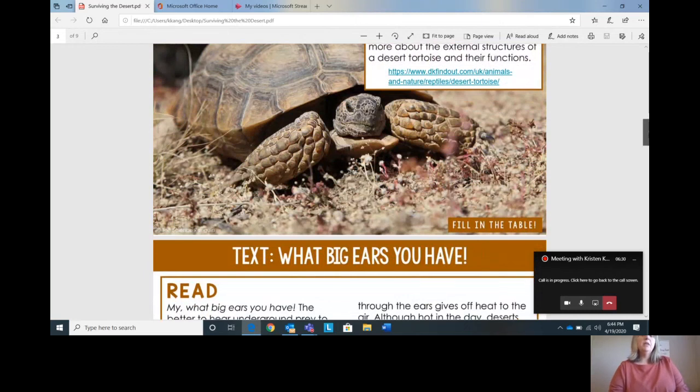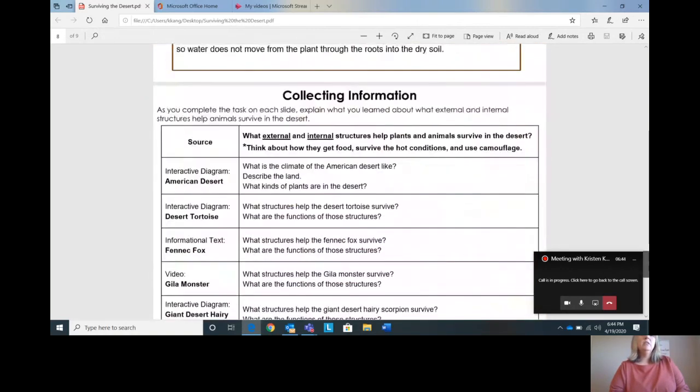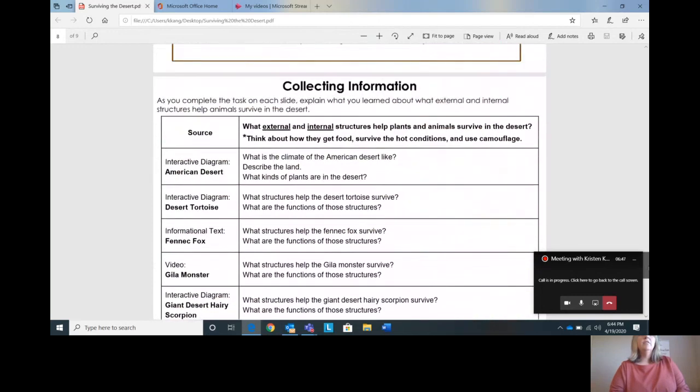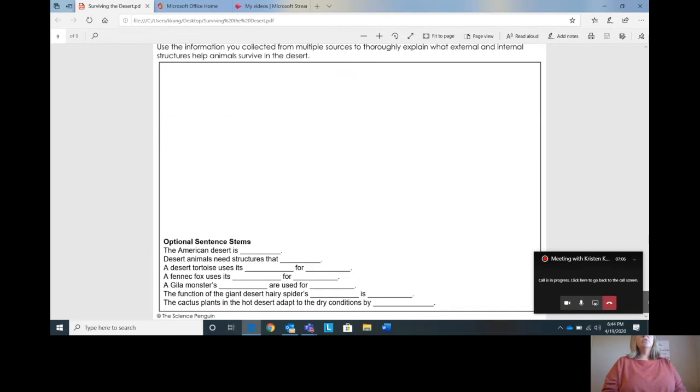You'll be collecting evidence to answer the question from the beginning, what structures help these animals and plants survive the desert? And just like last week, you're going to be collecting that evidence on the collecting information page, answering the questions, and then on the last day, integrating all of the information and evidence you collected from these different resources to write a really good paragraph and science conclusion, being able to answer that question.